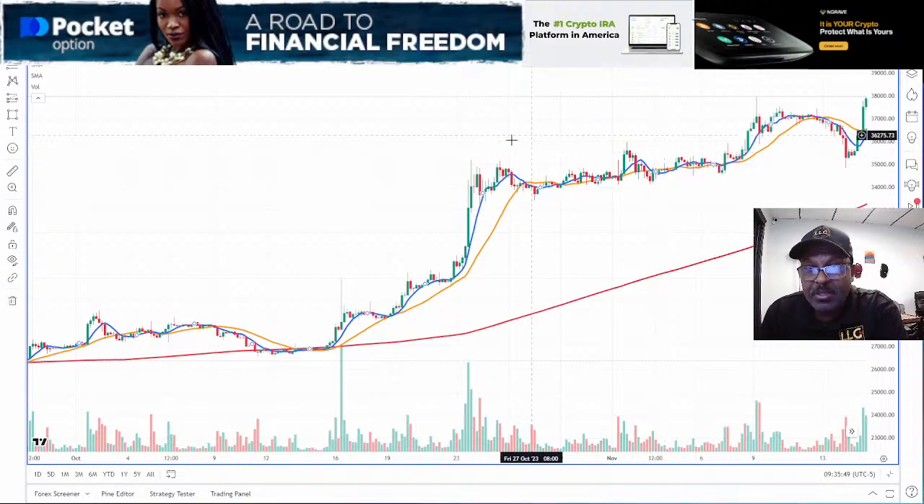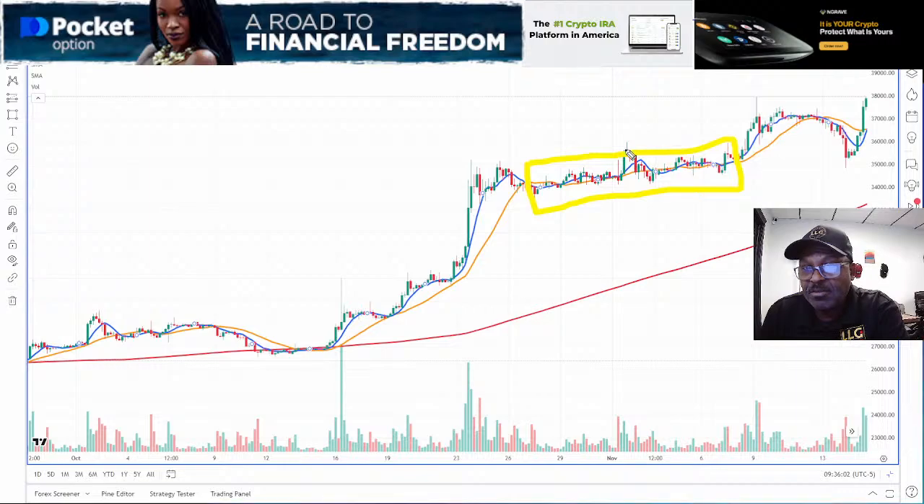Where's my pen? See this area right here? It did not break through here. And it did not break through down here. Well, it broke through a little bit. When you notice these small little breakouts, you got a feeling that, boom, they're going to connect. Boom, they're going to connect.